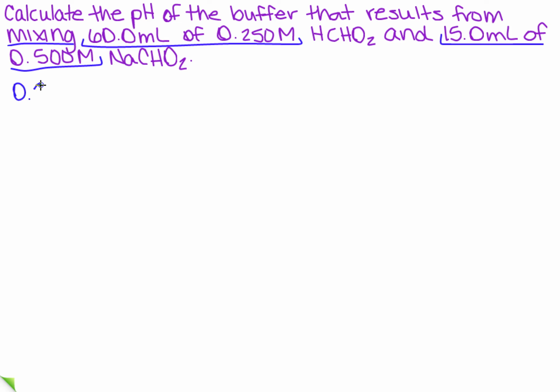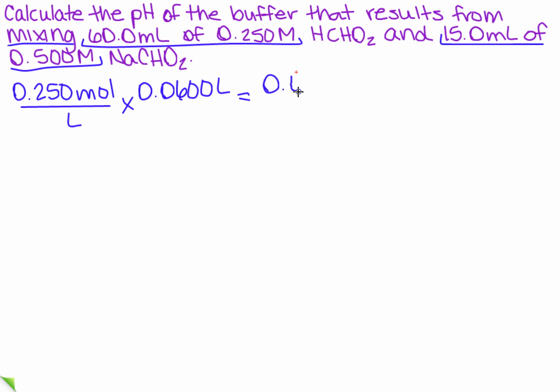So I'm going to have 0.250 moles per liter times 0.0600 liters, and that's going to give me 0.015 moles. And then make sure you label it so you don't lose track of which is which. So this is going to be the acid. So this is the moles.